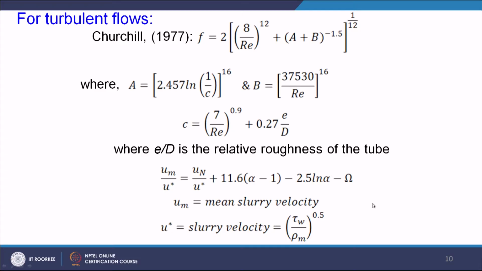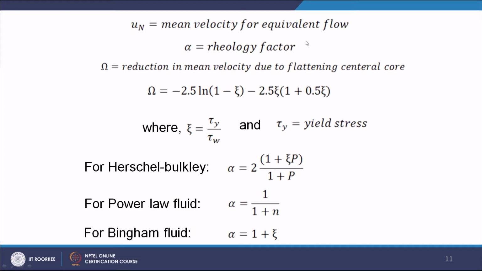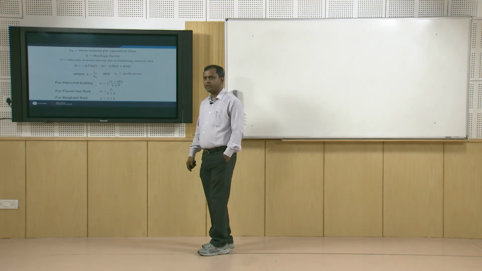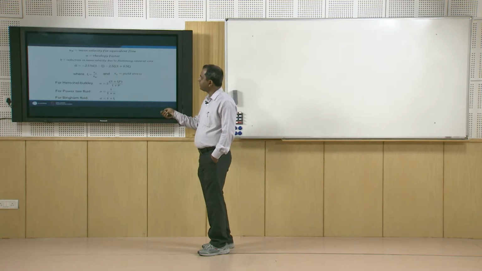Now, let us see what these terms are. So, un is nothing but the mean velocity of the equivalent flow of the liquid. Then alpha is the rheological factor; alpha can be found out for different fluids, I will be showing you. Gamma is the reduction in mean velocity due to flattening of the central core. In the case of non-Newtonian fluids, you will find there is flattening of the central core, so gamma takes care of that.